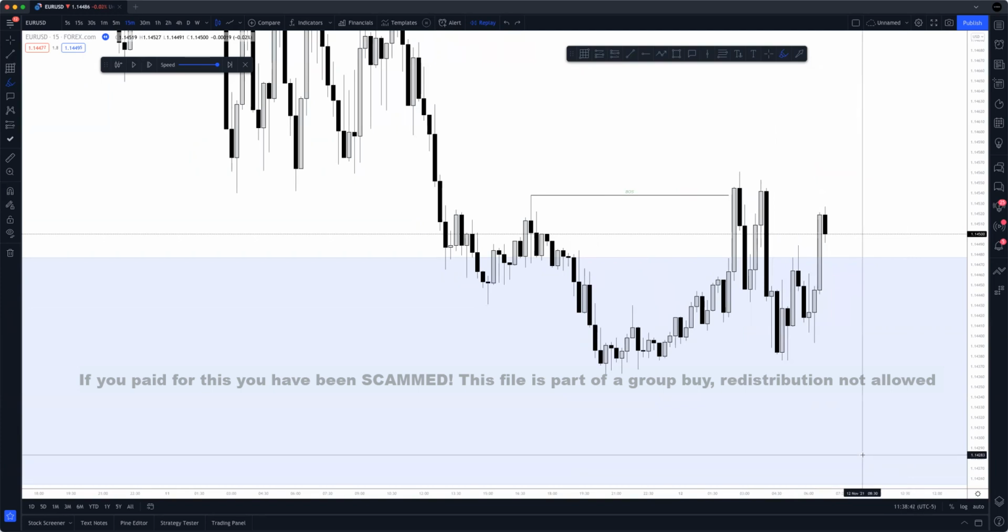Anybody want to mark that up? Yeah, the high should be strong, right?